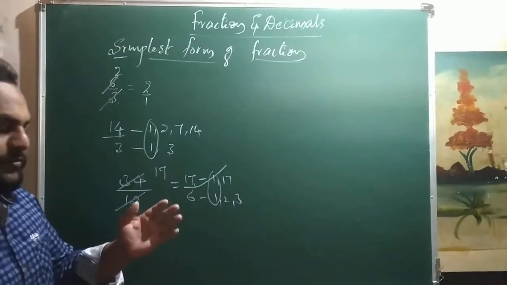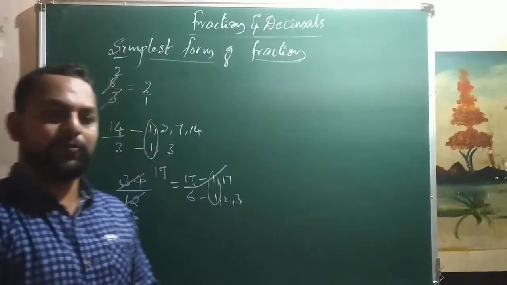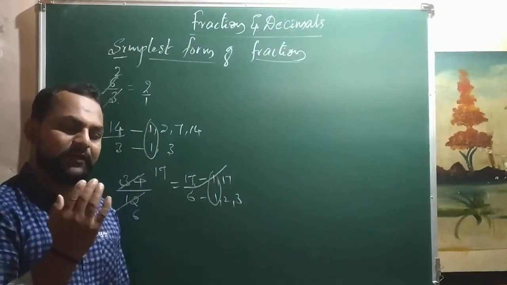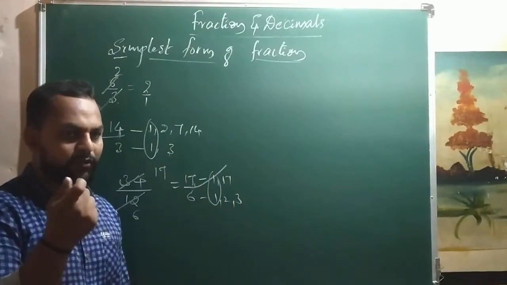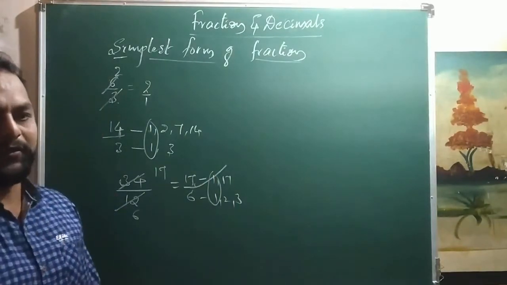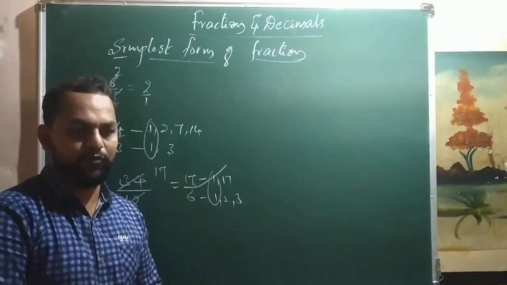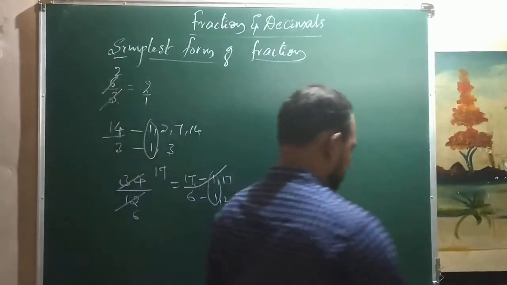So what is simplest form? A fraction is said to be in the simplest form when the numerator and denominator have no common factors except 1.